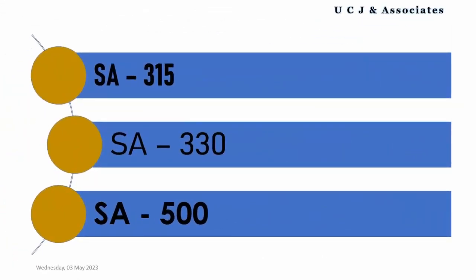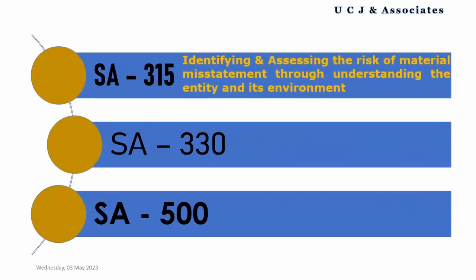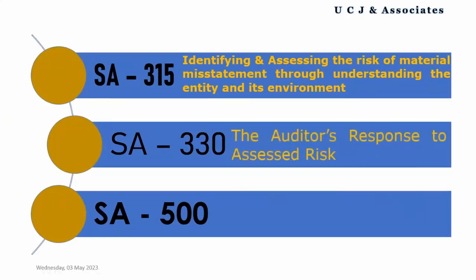So we also have to understand SA 315, which is about identifying and assessing the risks of material misstatement through understanding the entity and its environment. So we have to understand the environment as well as the entity and then map this, and then we can do the process of risk mitigation.